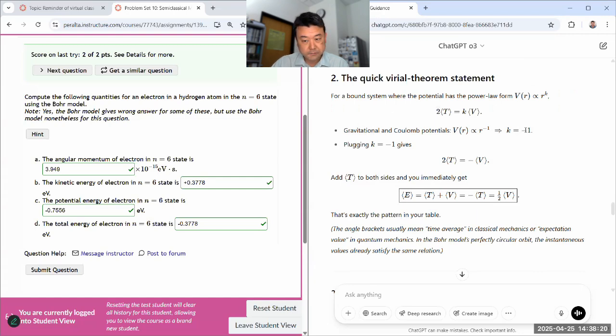So for gravity, k is equal to -1. Plugging that in gives that the kinetic energy is the negative of half of the potential energy. I guess that's right. So, add what? Sorry, it gives this when you add T to both sides. I don't think that makes sense.